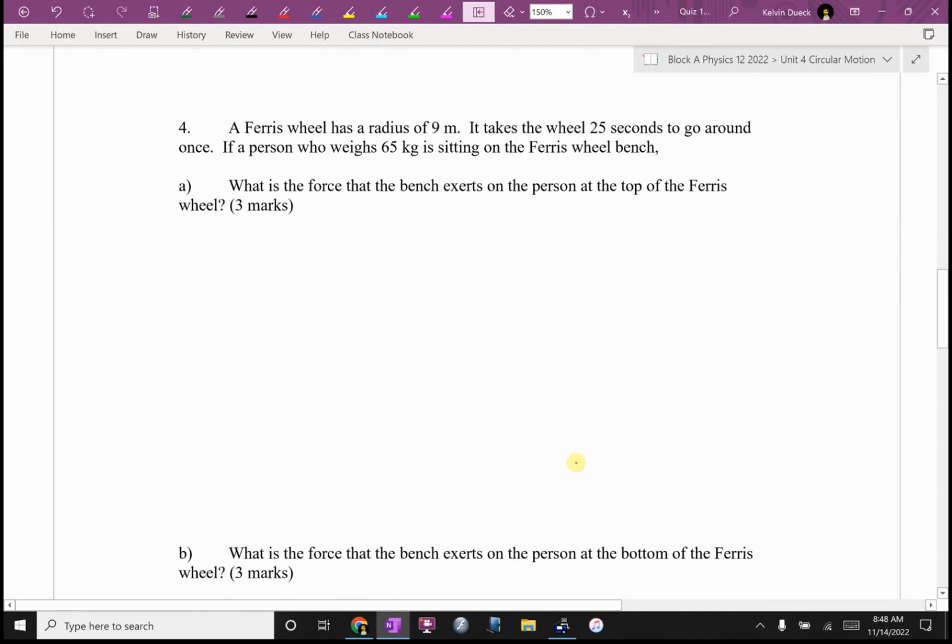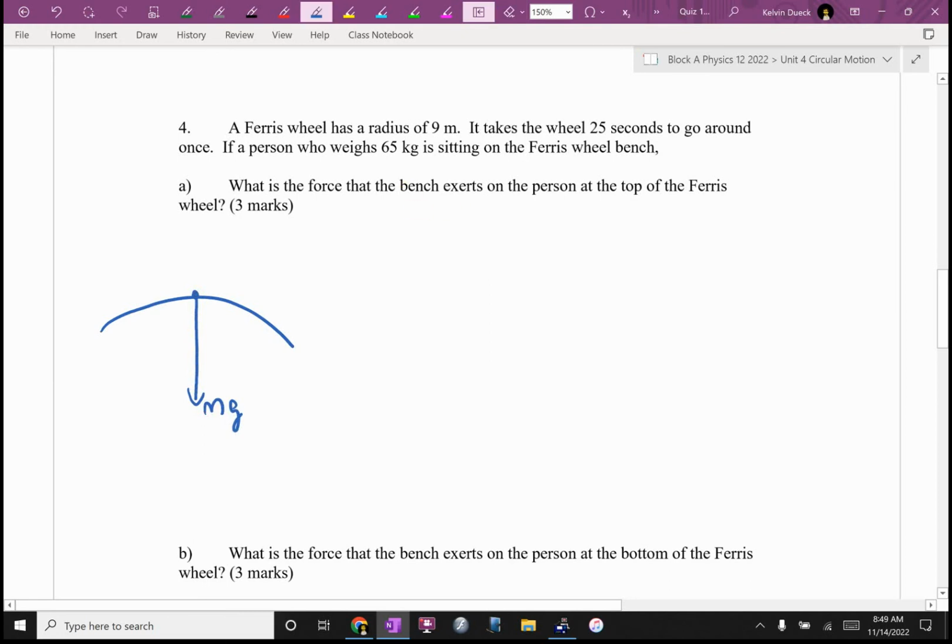Next page over. Ferris wheel. Ferris wheel, roller coasters, this is going to be a job for a free body diagram. It wants the force the bench exerts on the person at the top of the Ferris wheel. I did a quick sketch. I said, there's the top of the Ferris wheel, there's the person. What are the forces acting on this person? Well, get the obvious one: gravity. What else? Well, it wants the force the bench exerts.